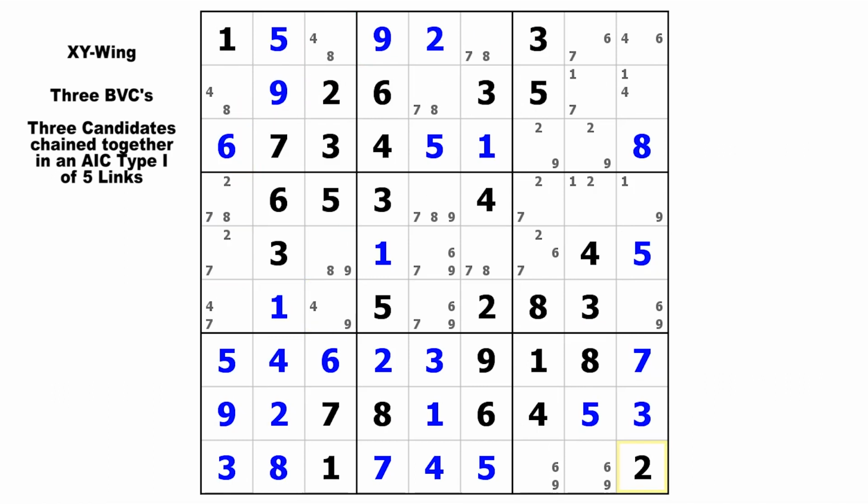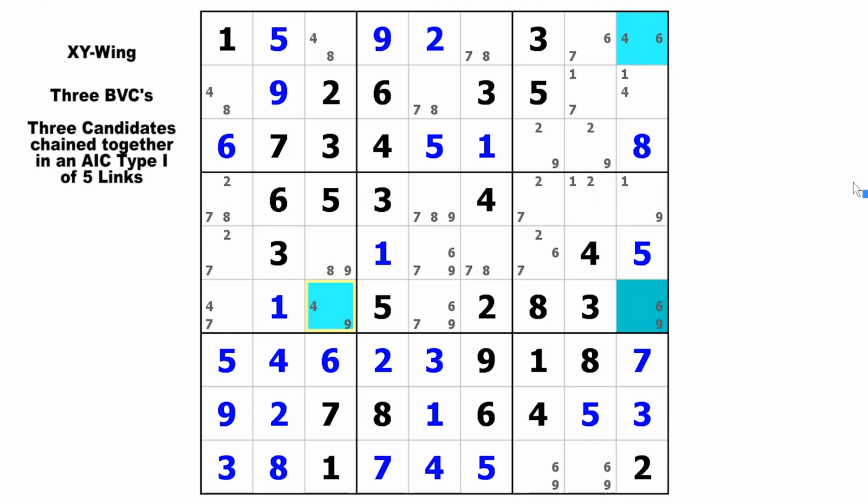All right, here in this puzzle, our pivot cell is row 6, column 9. And then we've got 2 pincers, one here and one here. So A and B are 6 and 9. And up here in row 1, column 9, we've got 6, 4. And in row 6, column 3, we've got 9, 4.